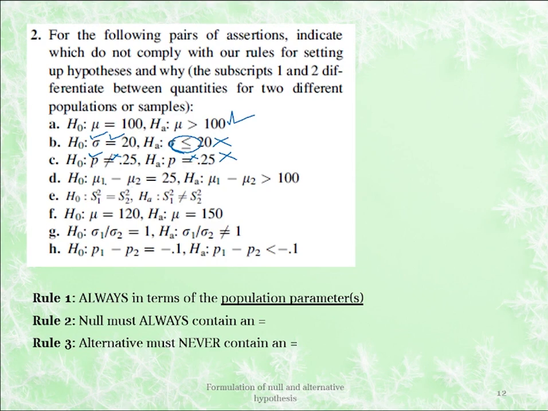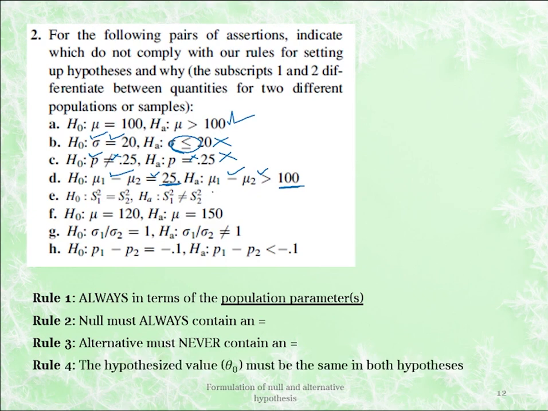The next one is a difference of population means. So again, population parameters are here. That's fine in both hypotheses. We have the equal. We have something which is not an equal in the alternative, but notice here that we have a problem. These 2 values do not match, and they always have to match. So let's add a rule. Our next rule is that the hypothesized value must be the same in both of these hypotheses. So again, this is not the case, so it won't work.